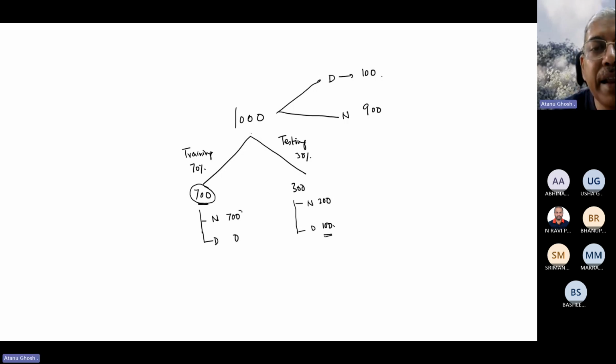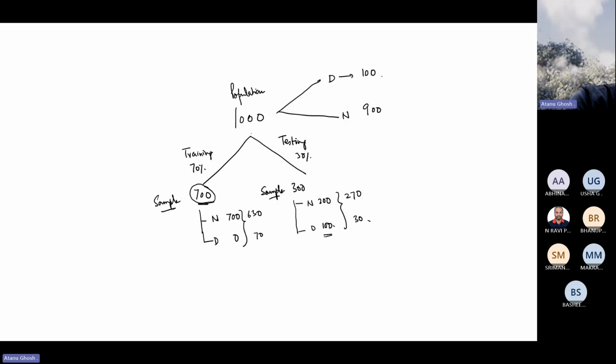So ideally, what should happen? Ideally, the 700 should have the non-diabetic and diabetic cases in the same proportion as the population. This is my population, and this is my sample. The sample should have both the classes in the same or at least a close ratio as that of the population. That means if 90% are non-diabetic, I should have 630 non-diabetic and 70 diabetic here, and here I should have 270 non-diabetic and 30 diabetic. That's how I should be dividing the sets. This is called stratified sampling.